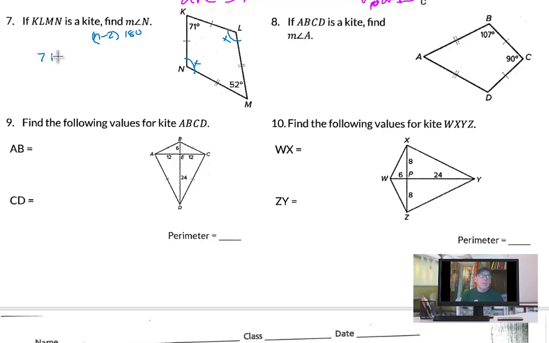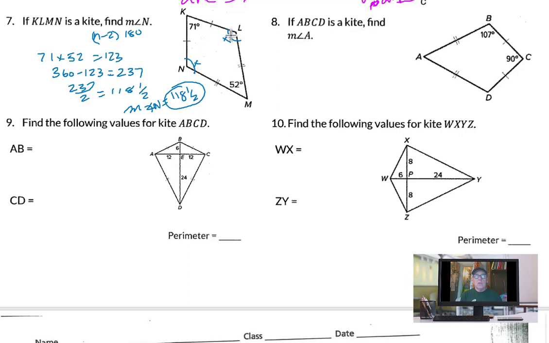So 71 plus 52 is 123. 360 minus 123 is, what, 237? And then I'm going to take 237 and divide it by 2, and I'm going to get 118.5. So the measure of angle N equals 118.5.